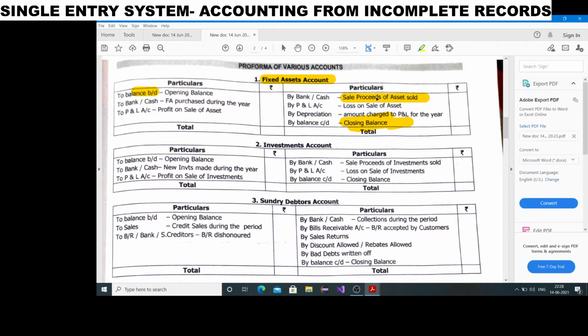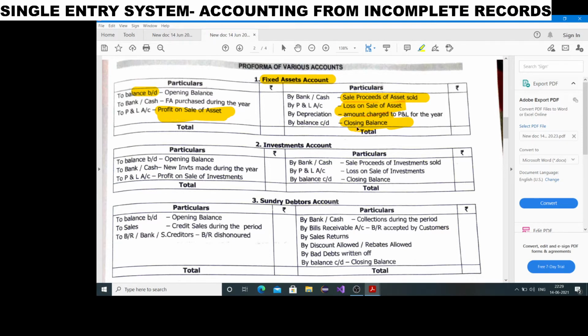So by bank or cash, sale proceeds of assets. If we have profit, if we have received profit from the asset, we record it on the debit side, and if we have loss, we record it on the credit side, by P&L account. Because it is charged to profit and loss account, profit and loss account is debited to fixed assets account. That is loss on sale of assets. And if you have profit, you record it on the debit side of the fixed assets account.